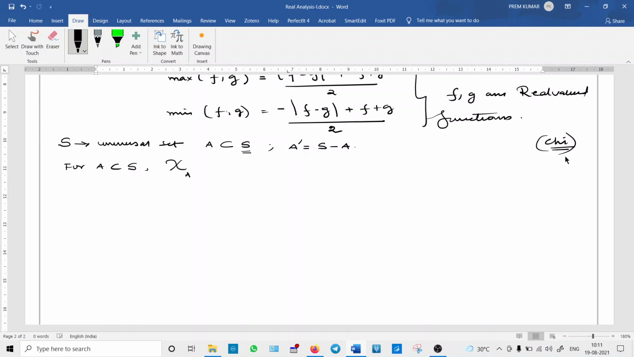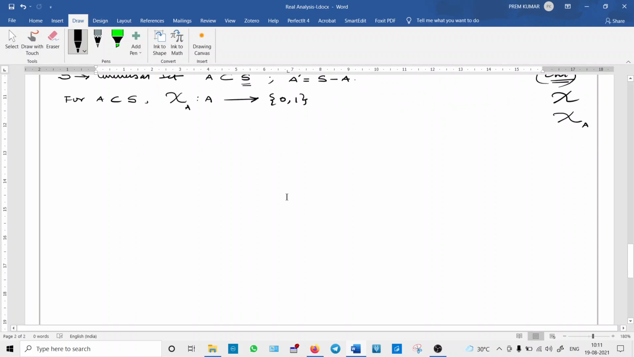This is how we spell chi. This is the symbol; we write it like this. Chi suffix A is a new function we are going to define on this subset A. This chi is defined on the set A to {0, 1}. The codomain is not the real numbers; it contains only two elements, 0 and 1. So this is how the set is defined.